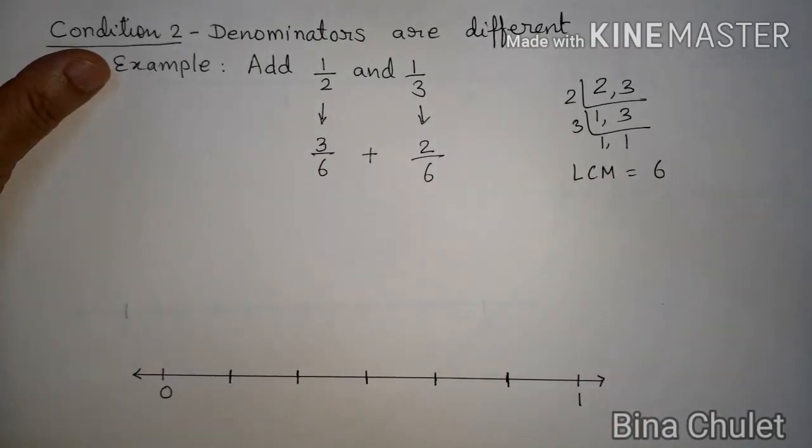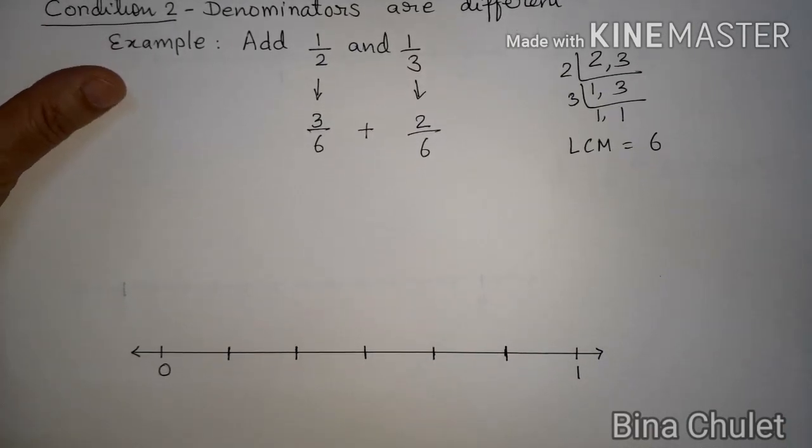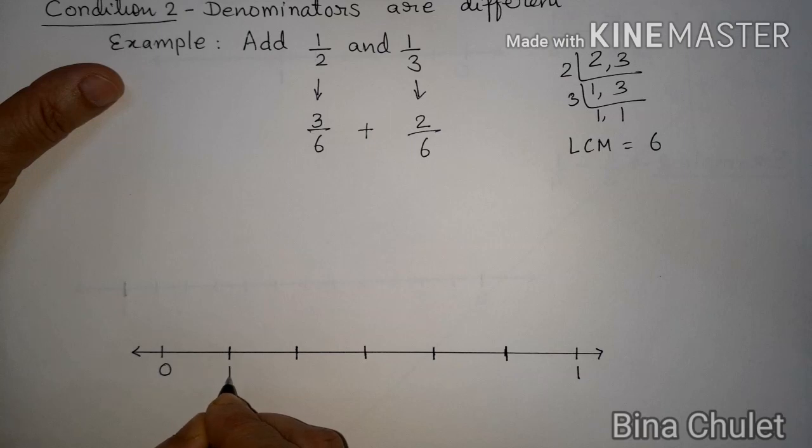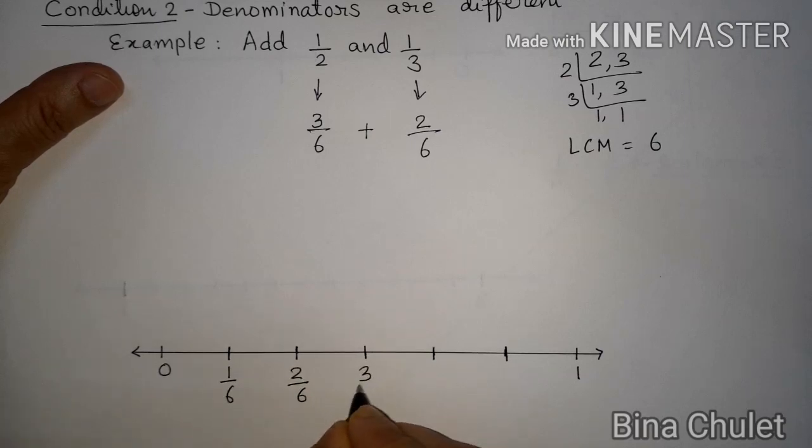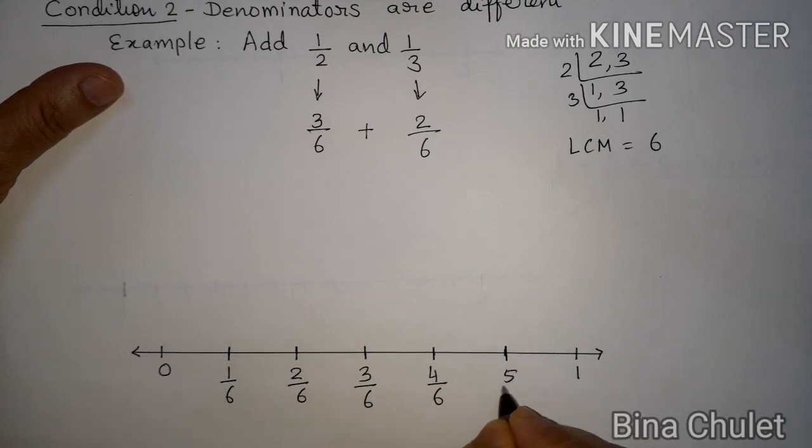Now we follow the same procedure. On a number line, we divide the distance between 0 and 1 into 6 parts. Now let us see. This will be 1 upon 6, 2 upon 6, 3 upon 6, 4 upon 6, 5 upon 6, and this is 6 upon 6. That will make it 1. Right? Then we follow the same method.